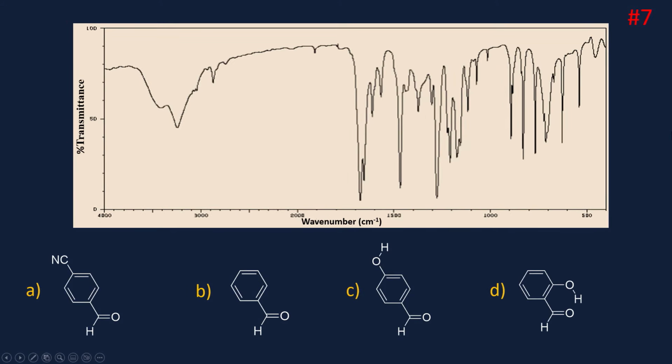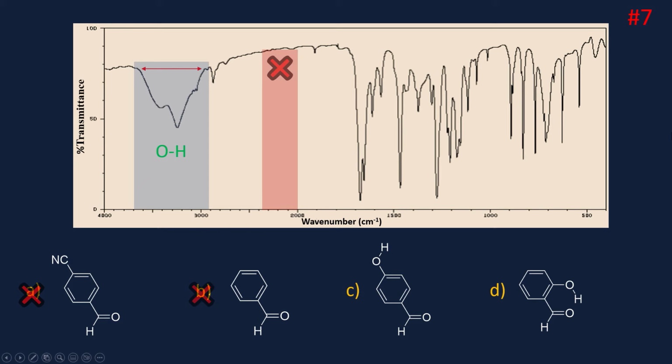Next, let's take a look at question number 7. We have four molecules that have an aldehyde group, but which corresponds to this IR spectrum? Well, choice A has a cyano group, but there are no sharp bands in the triple bond region, ruling out choice A. But look at this broad band, which corresponds to the oxygen hydrogen band, ruling out choice B. Now, C and D, which is the answer?